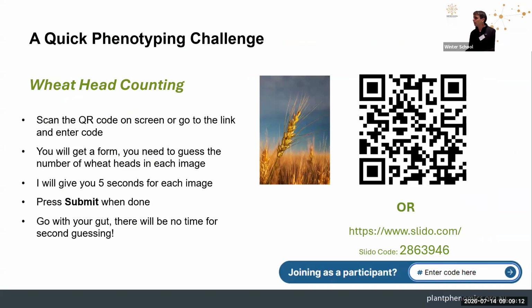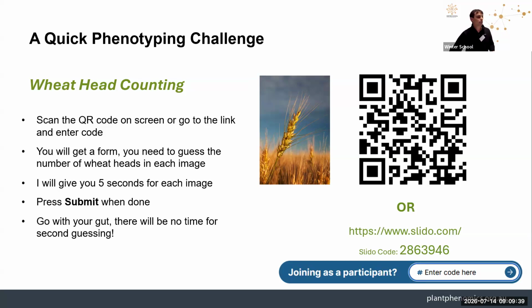Okay, so enough from me. We're going to do a quick phenotyping challenge. If everyone wants to scan the QR code, hopefully this works, you'll come up with a form. So there's going to be a page. Just someone confirm to me that it's working. You should have a page and it'll have 5 input boxes.